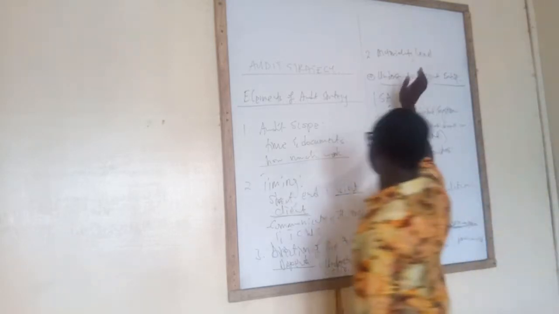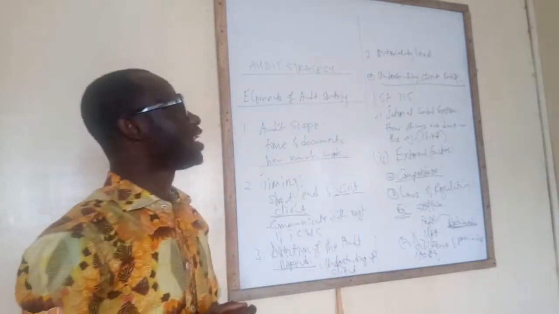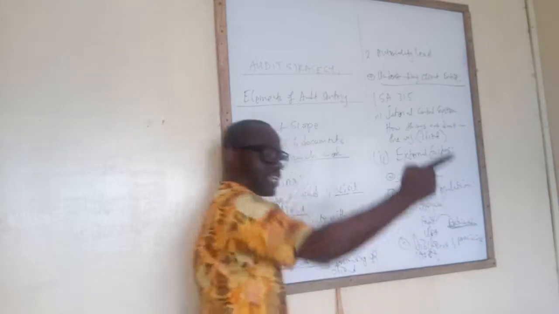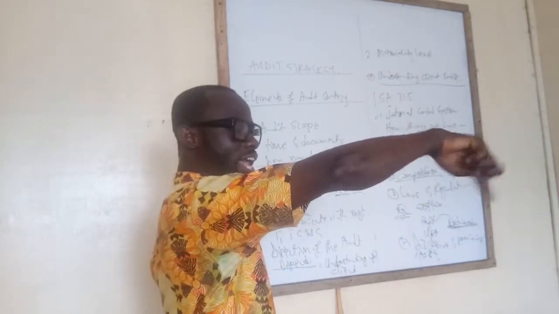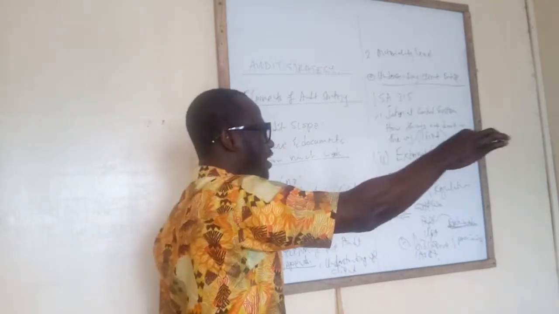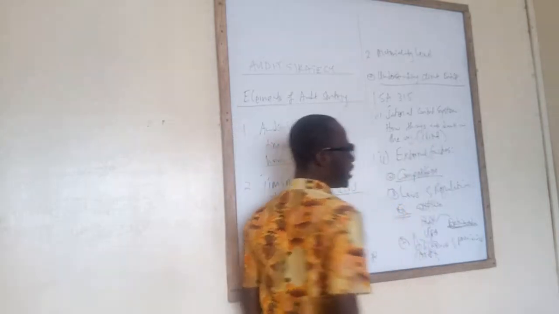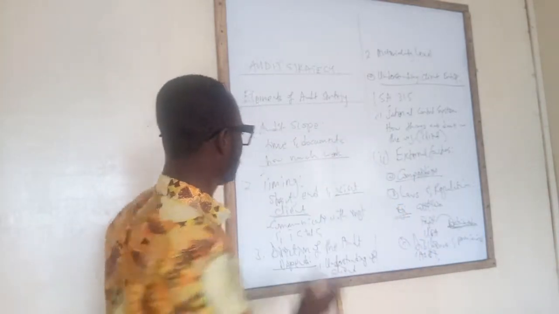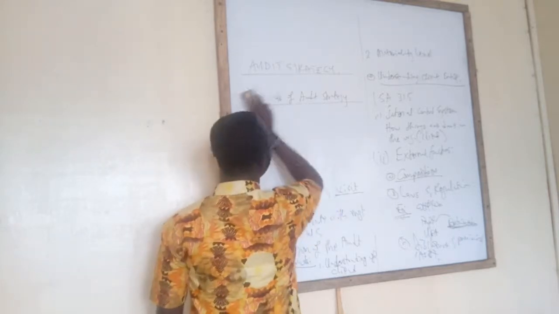So one, internal control system, how things are done. Two, external factors, things in the environment or the industry that may cause management to prepare financial statements that are materially misstated. Any questions? The issue about competition.